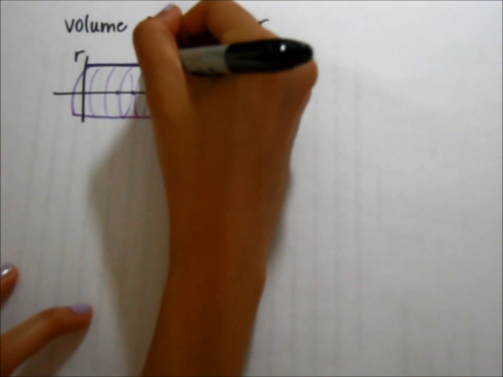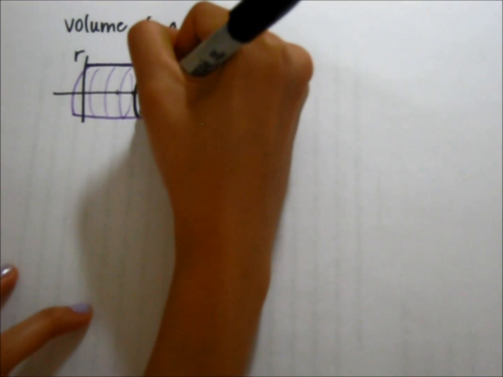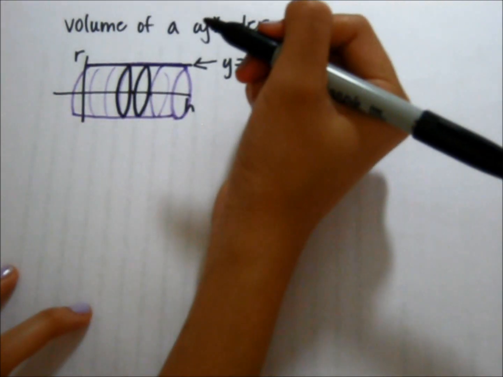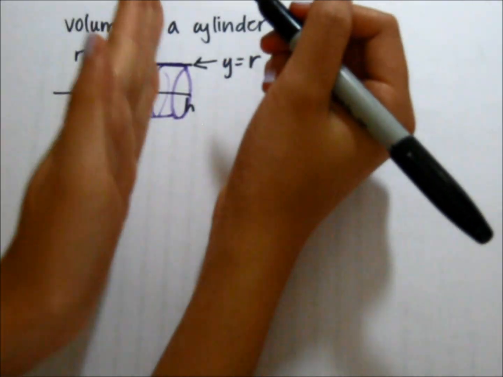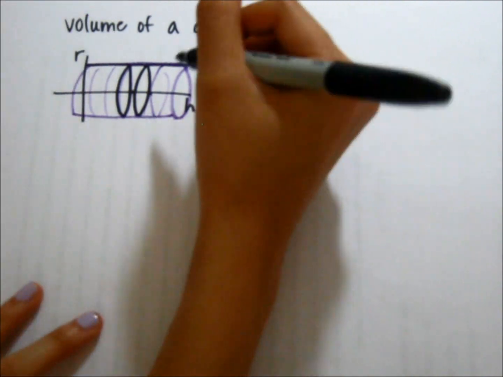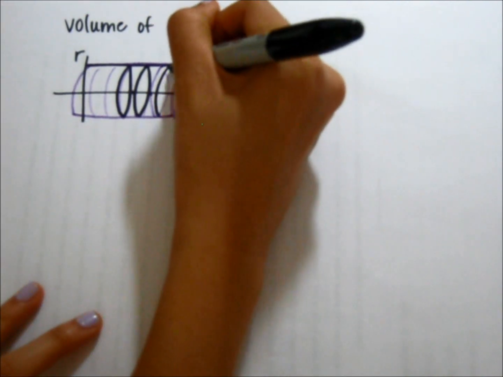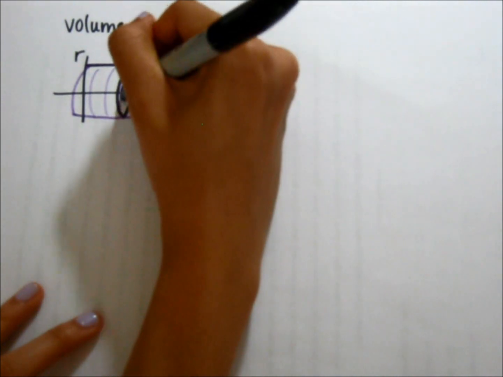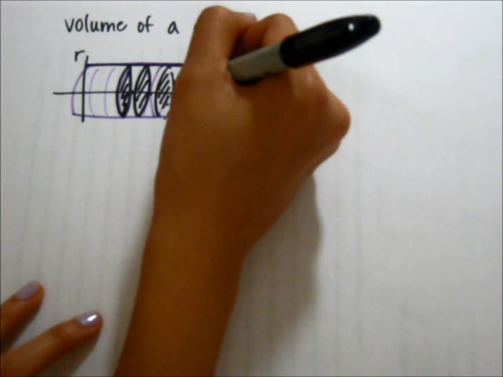Alright, so to find the volume of a cylinder, you're going to find the area of all of the circles that make up the cylinder. So pretend like we're going to be taking slices from the cylinder, and we're going to find each of those areas. So we're going to find the sum of all of those areas right there.